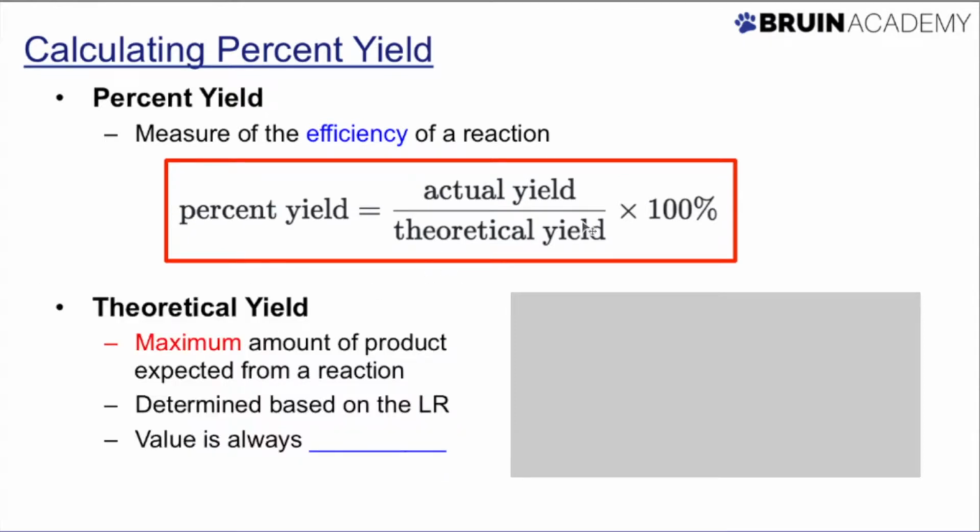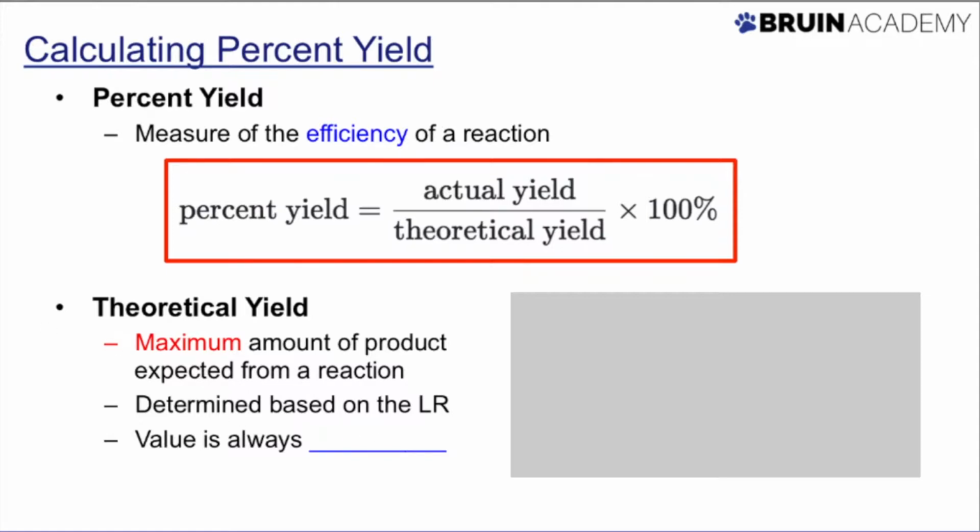So theoretical yield is the theoretical maximum amount of product you can make. Now, in actual circumstances, this is very hard to reach because there's always going to be side reactions. Not all the reactants are going to react properly. This is a value that is determined based on the limiting reagent, right? As we mentioned in the last video, limiting reagent is what determines how much product you can make, and the limiting reagent is what determines theoretical yield.